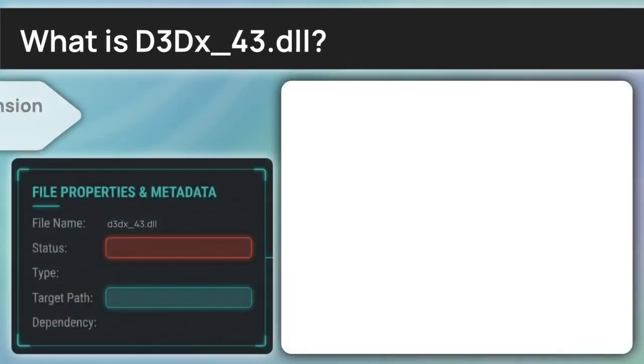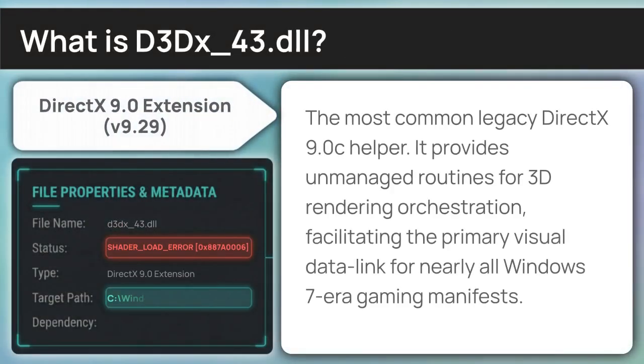This is the D3DX43 module, the most common legacy DirectX 9.0c helper. It provides unmanaged routines for 3D rendering orchestration, facilitating the primary visual data link for nearly all Windows 7 era gaming manifests. With that background out of the way, here is how we actually restore the missing component.